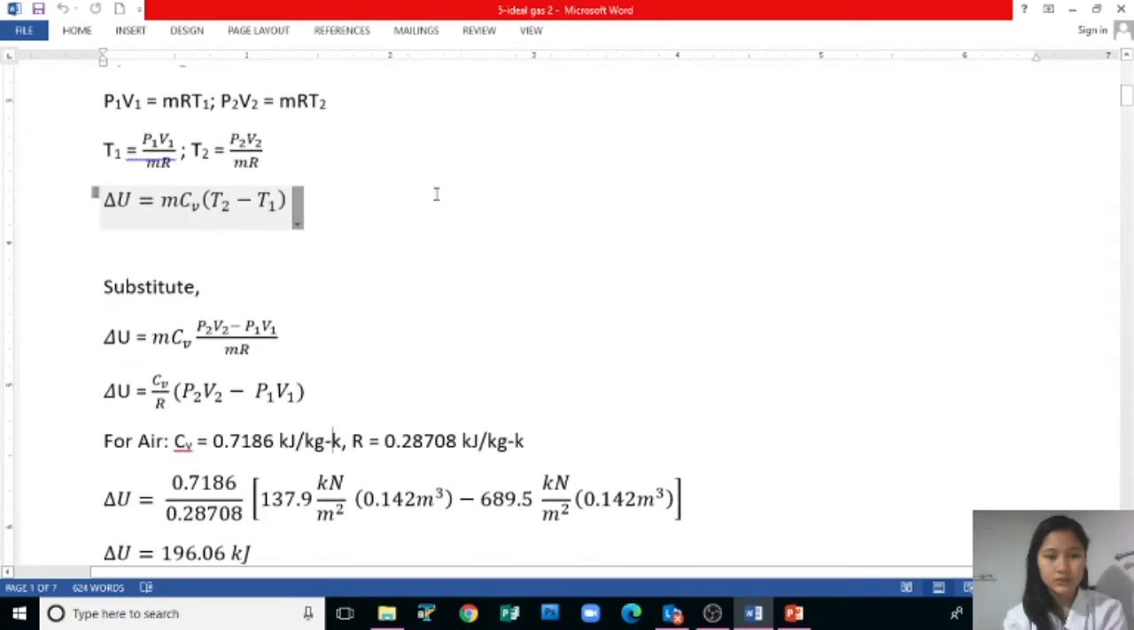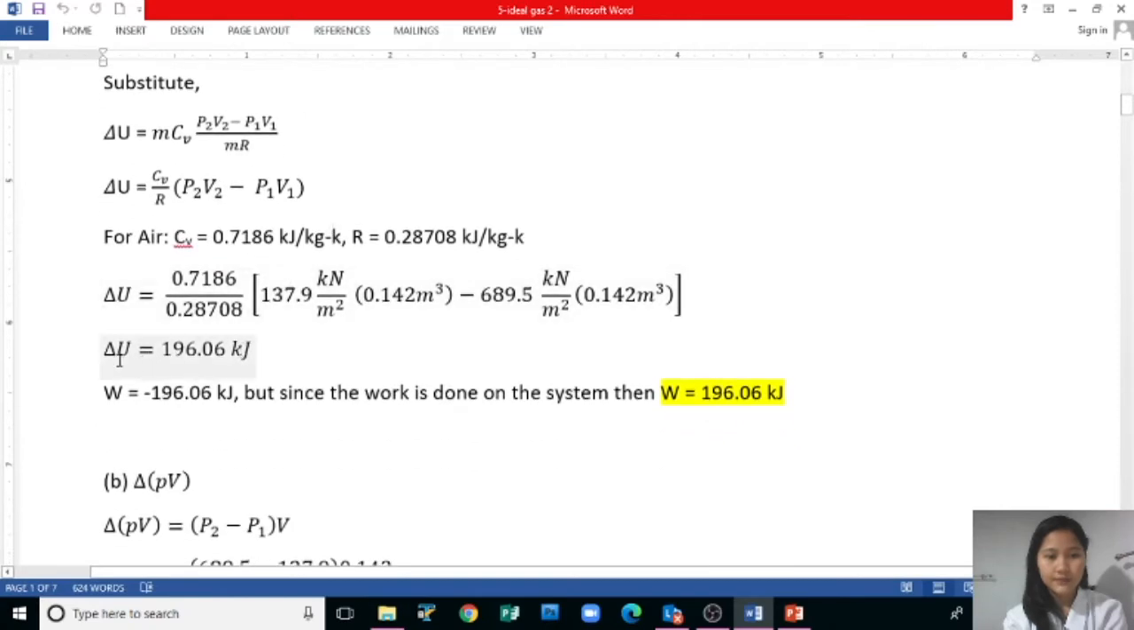And since it is stated previously that delta U is equal to the negative work, then W is equal to negative 196.06 kilojoules. But since the work is done on the system, then the work input is equal to 196.06 kilojoules.